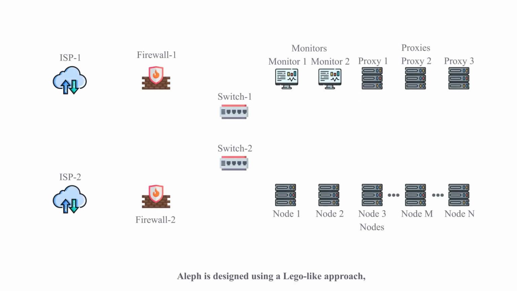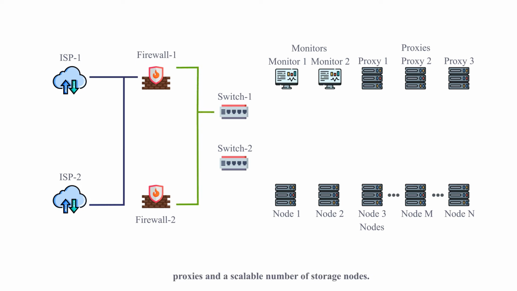Aleph is designed using a Lego-like approach, which means that depending on the requirements and the budget availability of the organization, it can be started with an initial deployment and evolve over time to include a full set of redundant components, including firewalls, networking devices, monitors, proxies, and a scalable number of storage nodes.